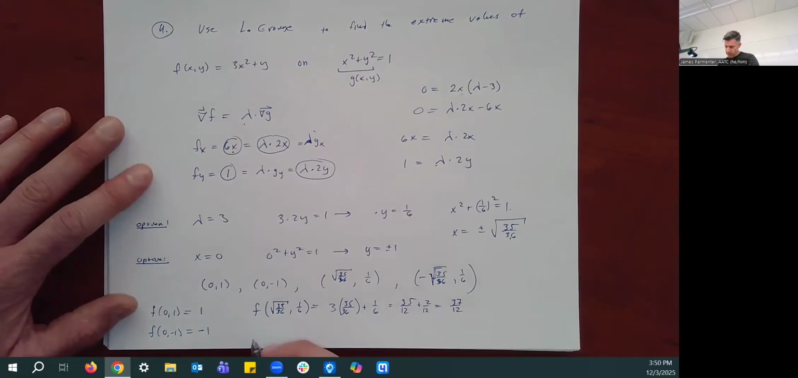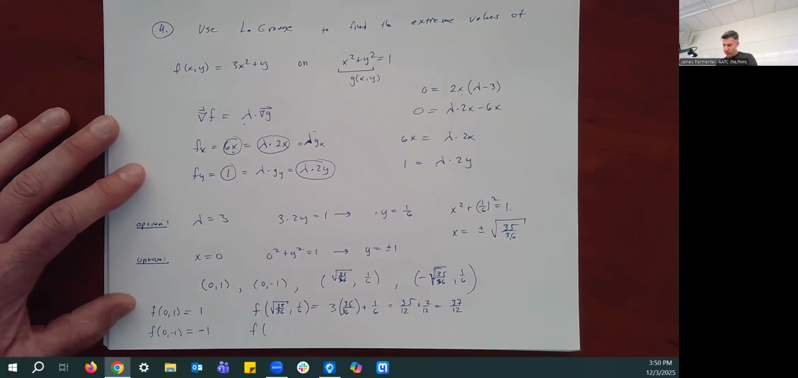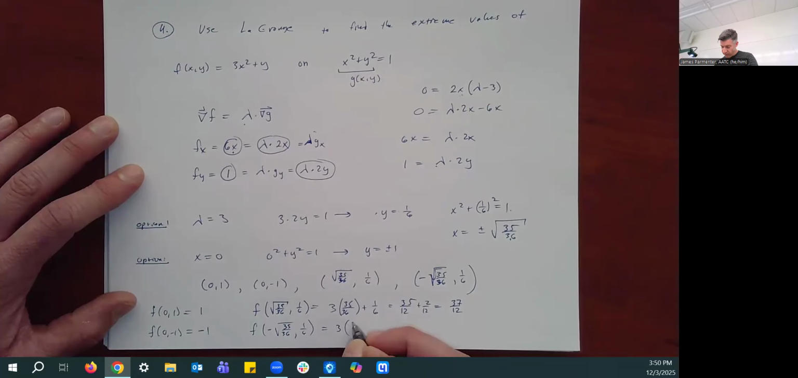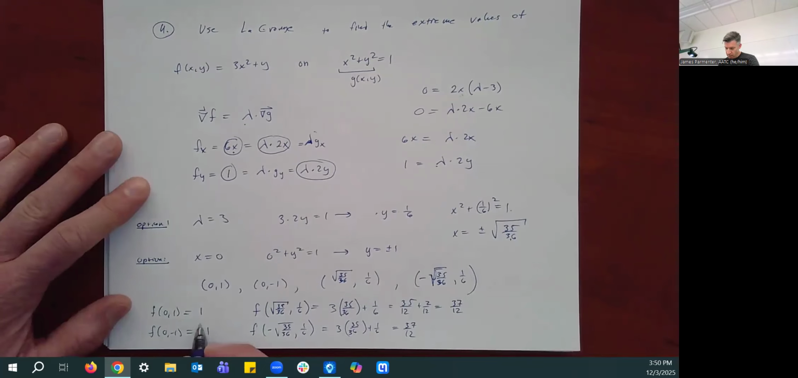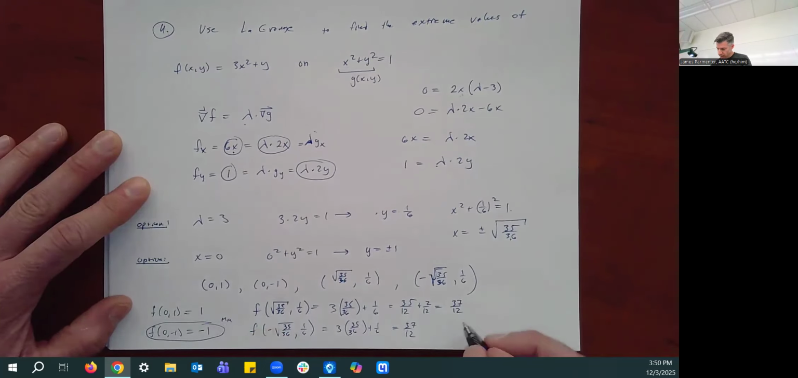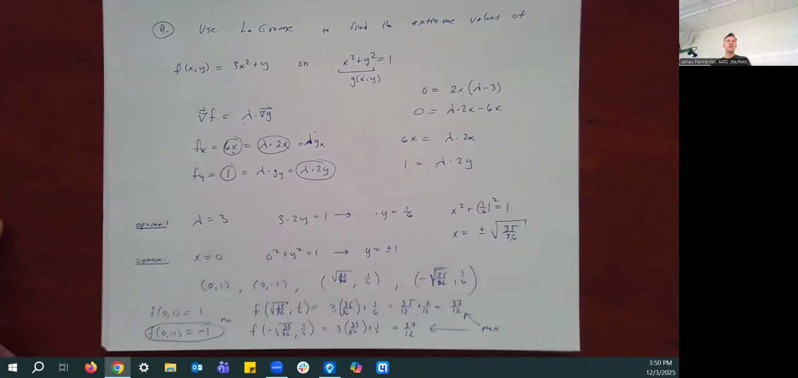And the other one, if I plug in negative square root of 35 over 36, I'm going to get 3 times still 35 over 36 plus 1/6, which is still 37 over 12. So here's our minimum. Here are our 2 maximums. Interesting, kind of.